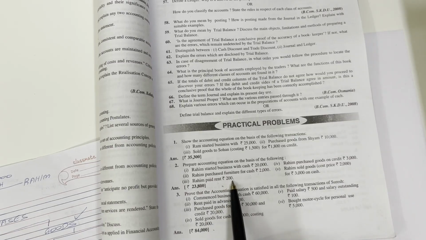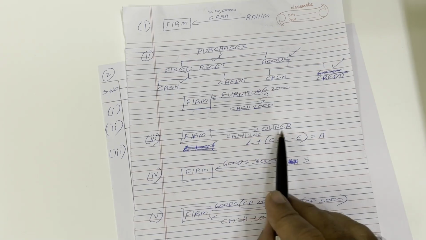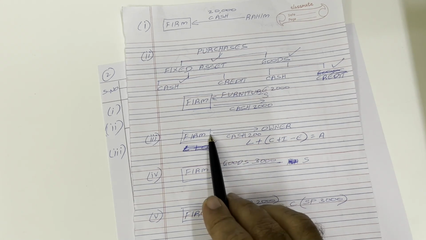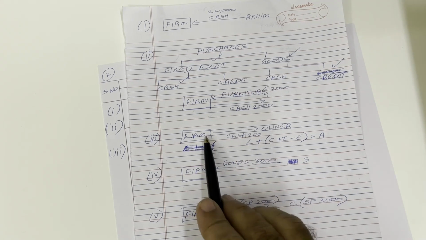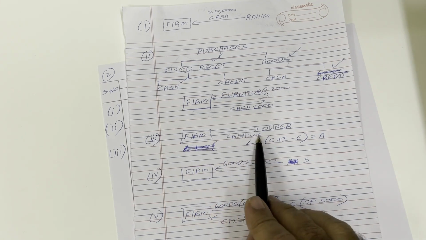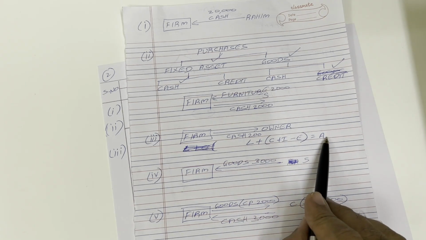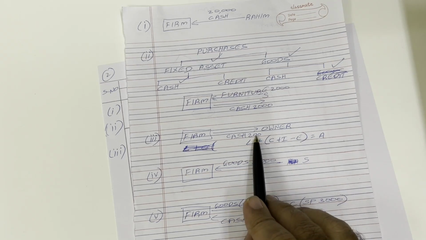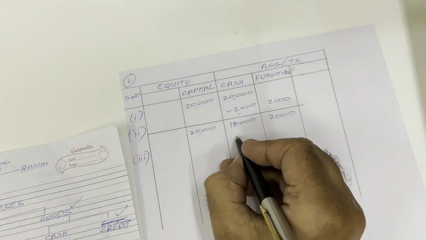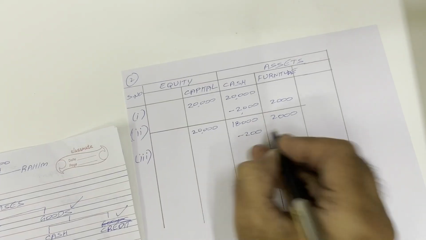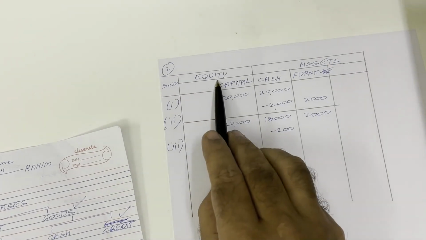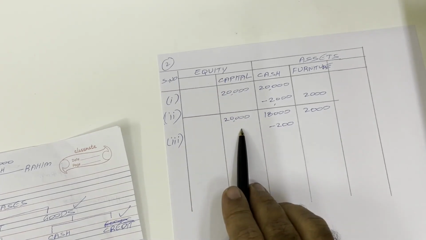Rahim paid rent 200. So this is the firm. To the building owner, we are paying 200 rupees rent. So from the firm, cash is going, 200. On the asset side, cash is affected, no? Cash is decreased by 200 rupees. On the asset side, cash is decreased by 200. And on the equity side, capital will be affected.